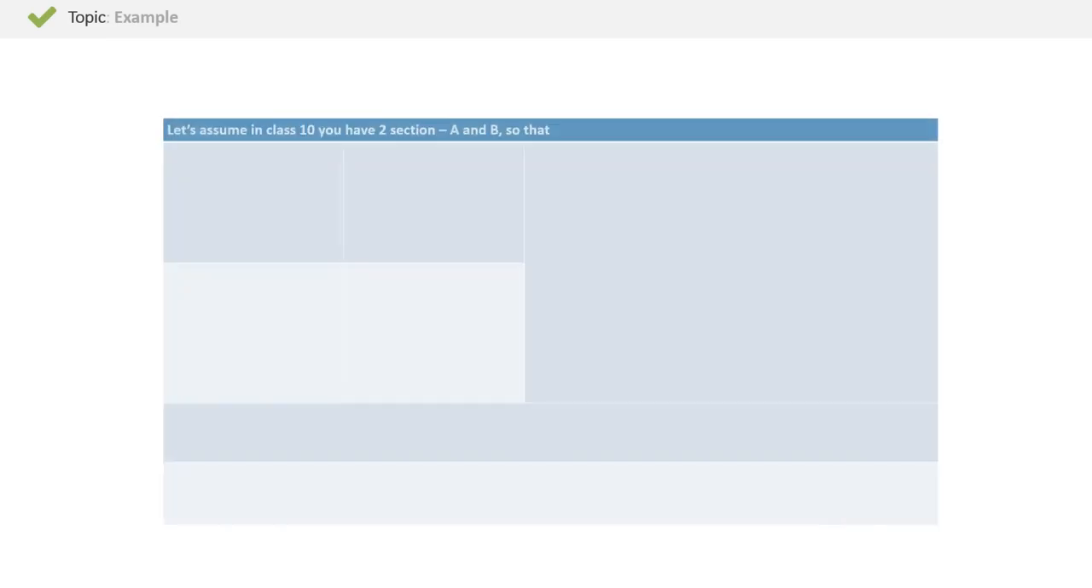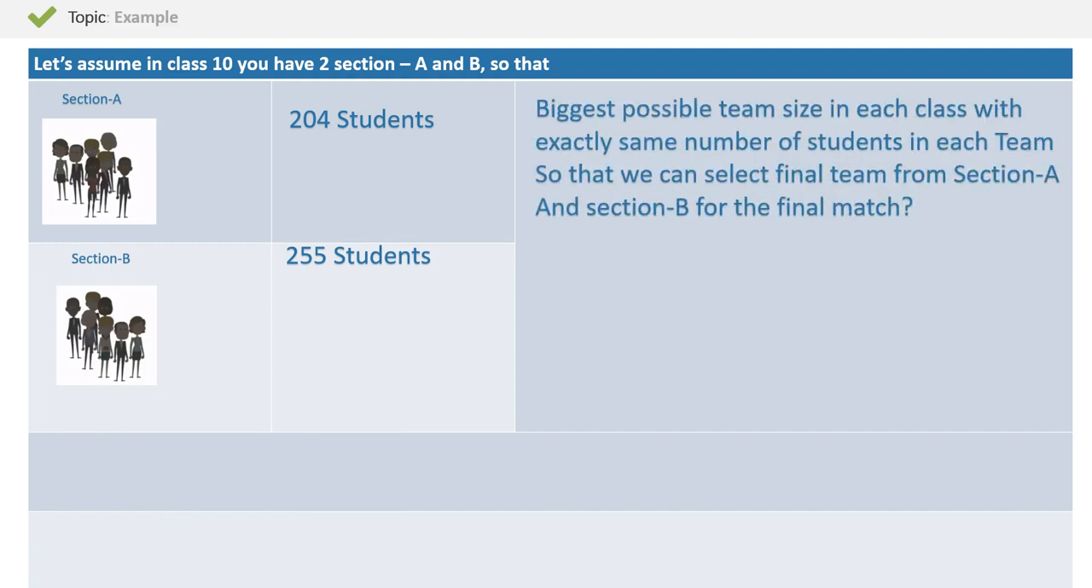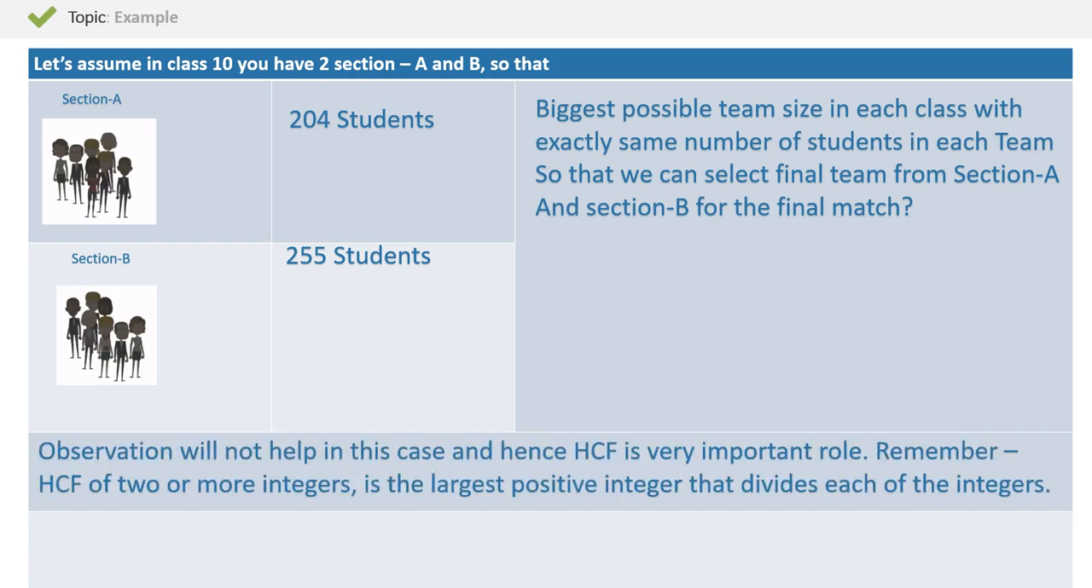Now if we extend this problem and make it a little bigger, where section A has 204 students and section B has 255 students, and if I ask you to do the same, then observation will not help, because these are big numbers. You cannot really do an observation here, and hence HCF plays a very important role here. Remember, HCF of 2 or more integers is the largest positive integer that divides each of the integers. So I have to find the largest positive integer here, right?